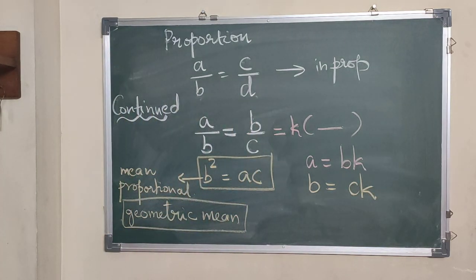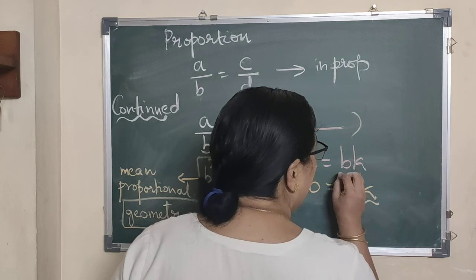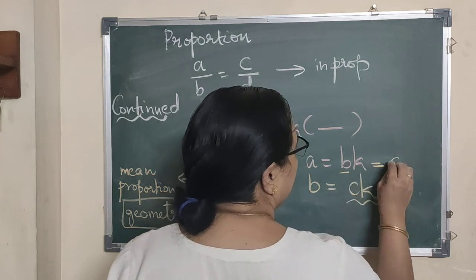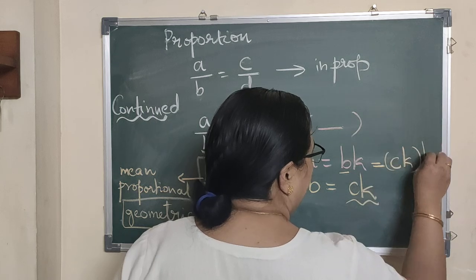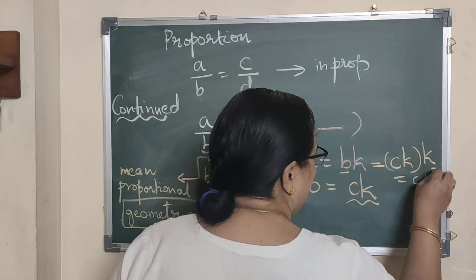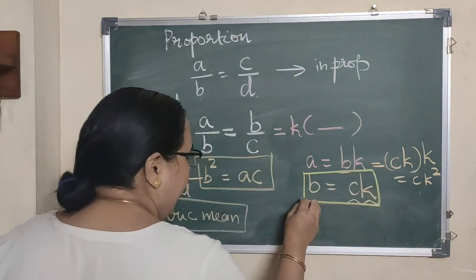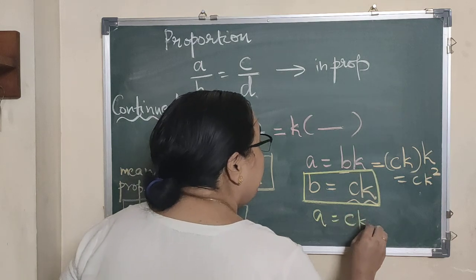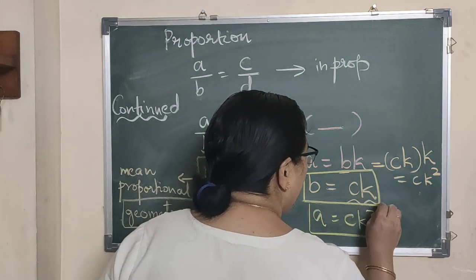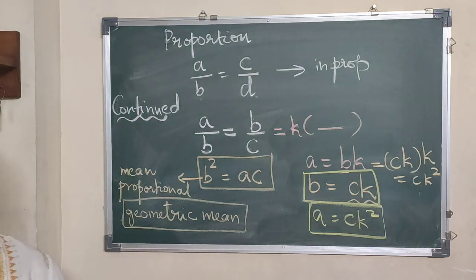Agreed or not? This ck I will substitute in place of b. So this becomes ck into k, that is ck square. So keep in mind, b is ck but a is ck square. This is how we are going to use them in the sums by using the k method. So let us start with 4.5 with this much knowledge. There are so many solved examples here, children. You are going to solve them and try to learn from there how to solve the sums.